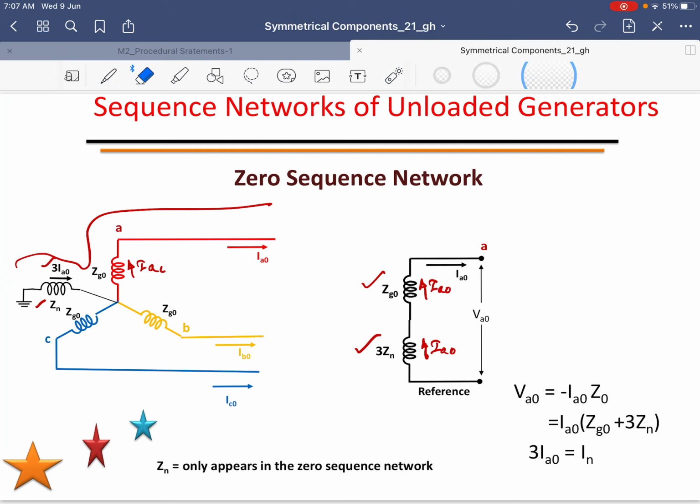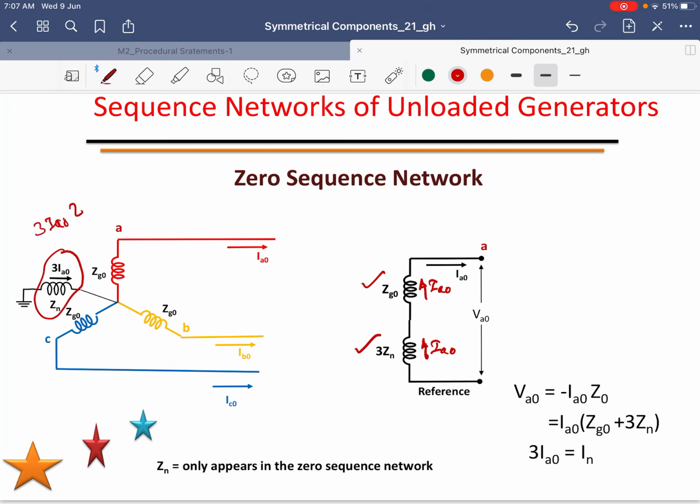If you consider this circuit, what is the voltage drop? It is 3 times IA0 into Zn. On a per phase basis also, the voltage drop here is 3 times IA0 Zn. The same voltage drop is retained; you are not altering the circuit. You are only making the adjustment that Zn is multiplied by 3, so that the current is reduced to IA0. This is how you represent the zero sequence network with 3 times Zn and Z0.